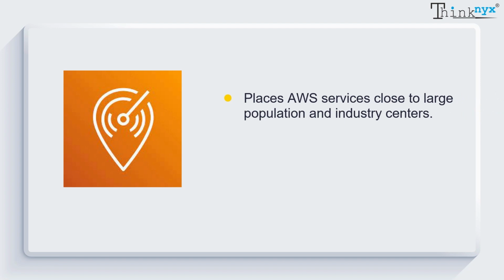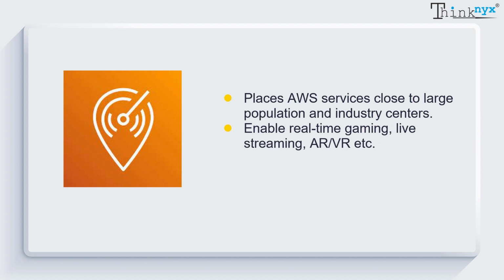AWS Local Zones are a new type of infrastructure deployment that places compute, storage, database and other select AWS services close to large population and industry centers. We can use AWS Local Zones to run various AWS services including EC2, VPC, EBS, etc. We can build and deploy applications close to end users to enable real-time gaming, live streaming, augmented and virtual reality, virtual workstations, and many more.